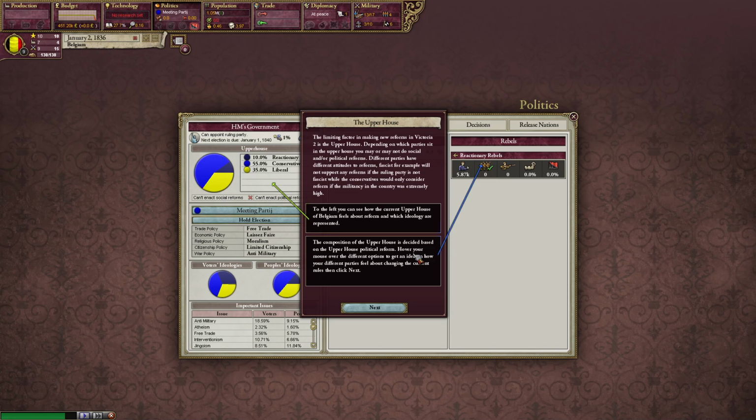Okay, this is the upper house. The limiting factor in making new reforms in Victoria 2 is the upper house. Depending on which parties sit in the upper house, you may or may not do social and/or political reforms. Different parties have different attitudes to reforms. Fascists, for example, will not support any reforms if the ruling party is not fascist, while the conservatives will only consider reform if the militancy in the country was extremely high. To the left, you can see how the current upper house of Belgium feels about reform and which ideologies are represented.